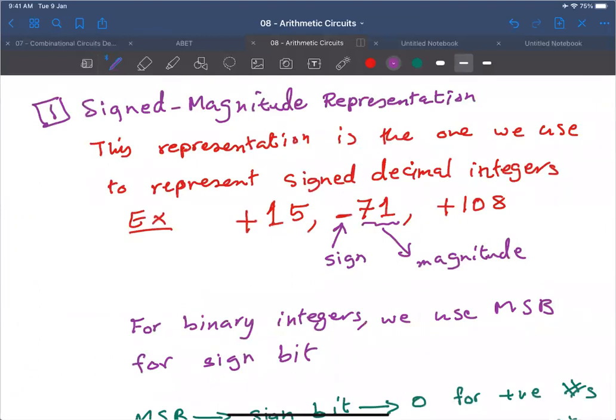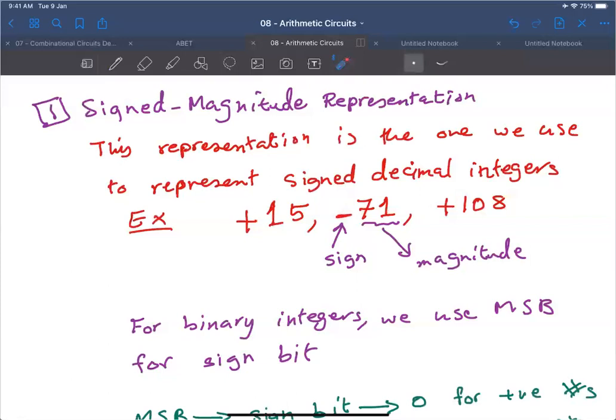For example, you say plus 15. This is the sign, and this is the magnitude. Negative 71: this is the sign, and this is the magnitude. The sign is negative, and the magnitude is 71. Plus 108: the sign is plus, and the magnitude is 108.